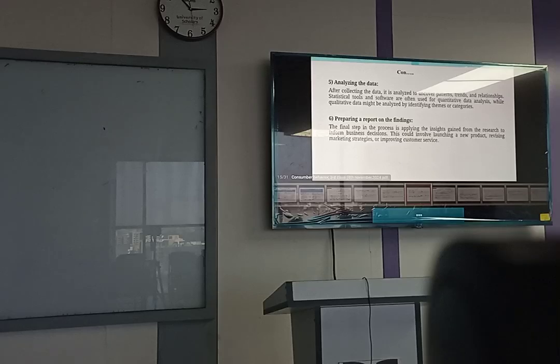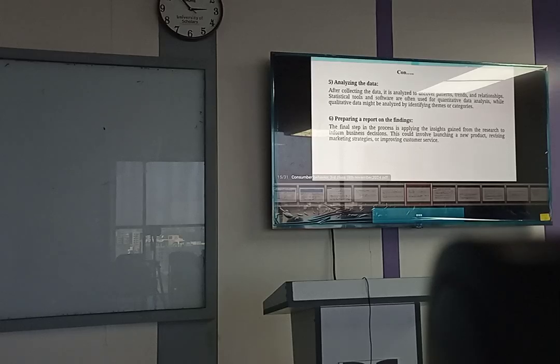Analyzing the data. After collecting the data, we need to analyze it. For quantitative data analysis, we can use different software or systematic tools. For qualitative analysis, we can use different themes or categories. Then, preparing a report on the findings. Based on that, we will be making a report on the findings.